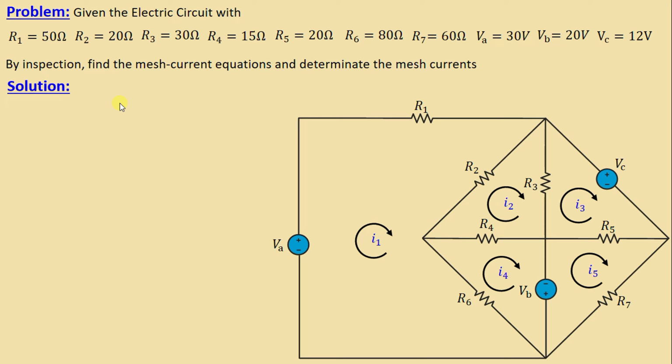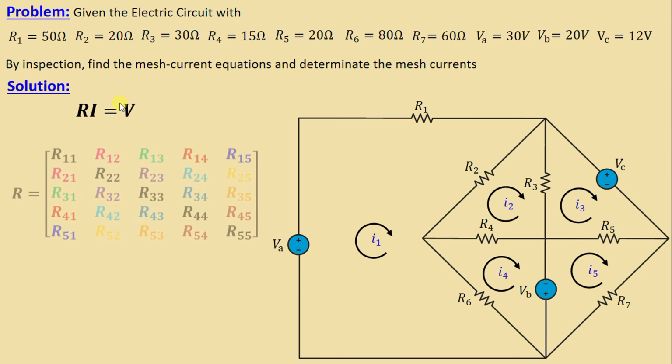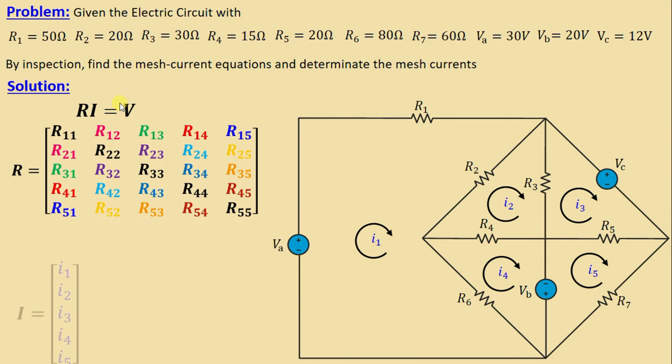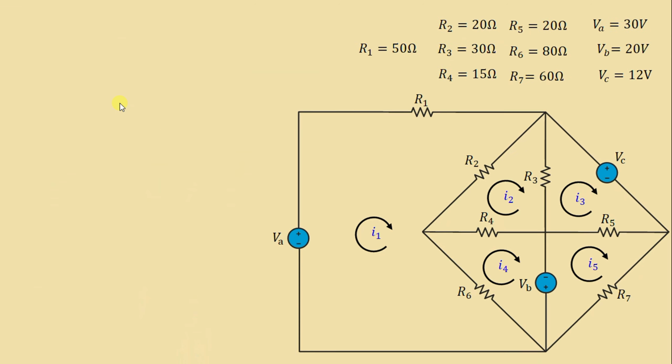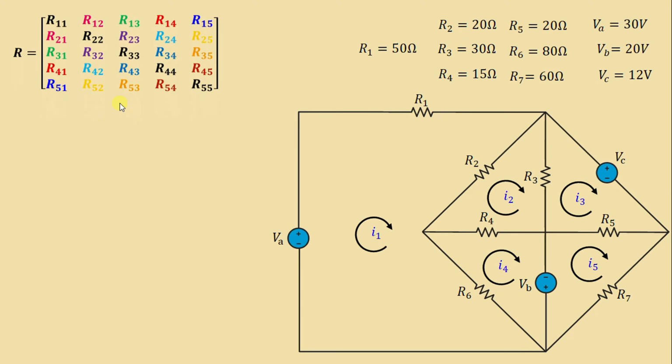The mesh current equations are given in matrix form as follows: Ri is equal to V. In this circuit, we have 5 meshes, so the dimension of the resistance matrix is 5 by 5. I represents the vector of the unknown mesh currents in the clockwise directions. V is the input voltage vector, which has the terms in volts. This is our resistance matrix R.